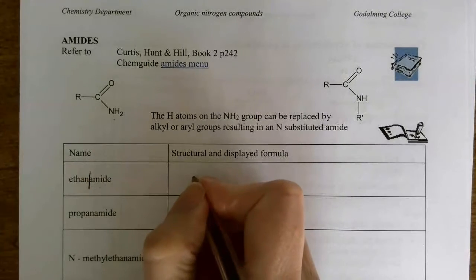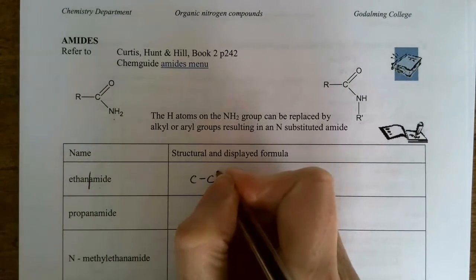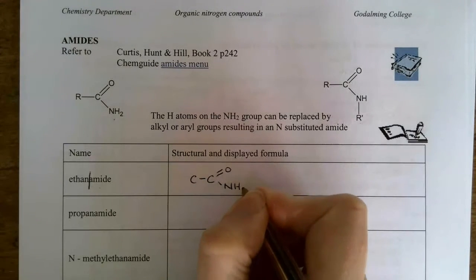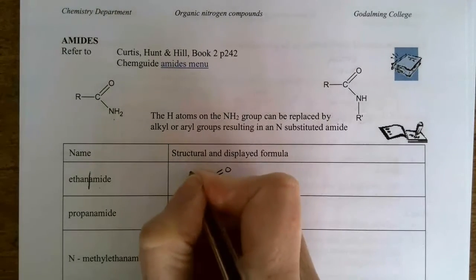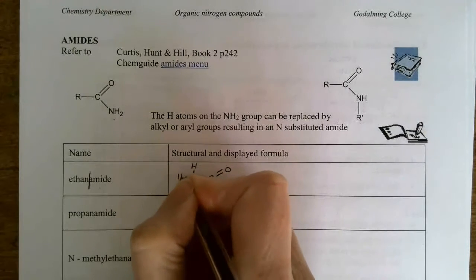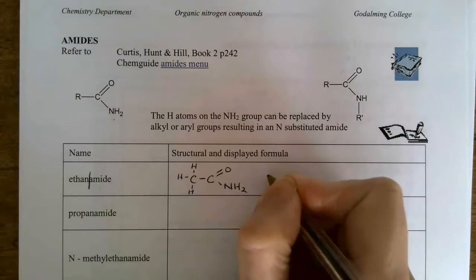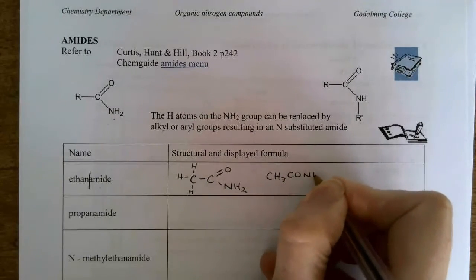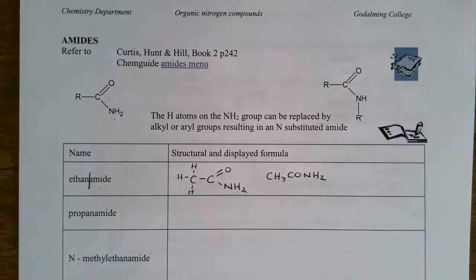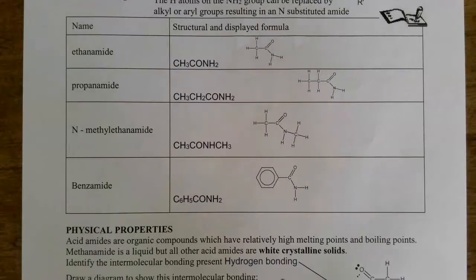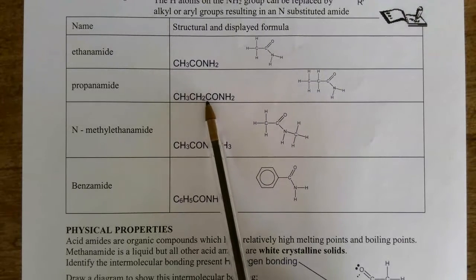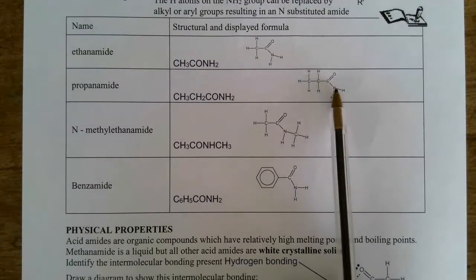So this would be 2 carbons, double bond on the second carbon, and then I'd have my NH2 group there. I'd have hydrogens on that one. So that's my displayed formula, and I'd have CH3CONH2 as my structural formula. So there we have propanamide. So we have 3 carbons, and then we have our functional group.